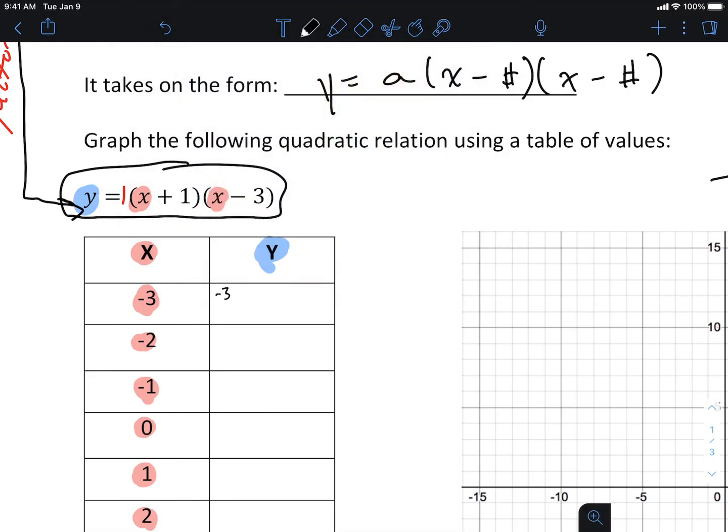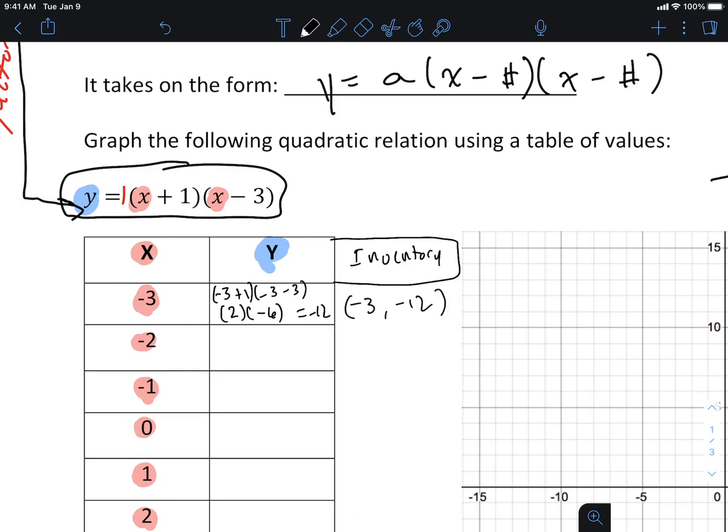We're going to get -3 plus 1, and we're going to multiply that against -3 minus 3. Well, that looks like 2 multiplied by -6, which is going to be -12. That's going to be our output. I'm just going to try and fit everything. Okay, so then if we put our little inventory down the side, we're going to get -3, -12 for our first point. And then we go again.